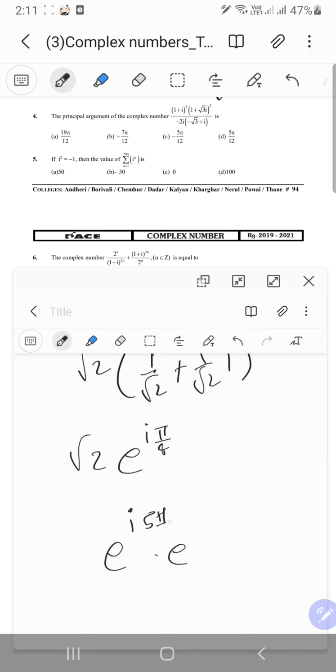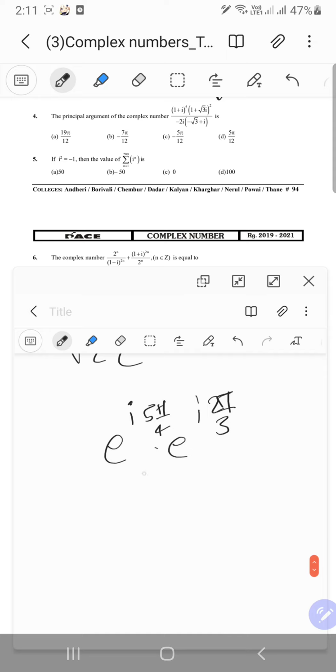It's 5 pi by 4. For this thing, it was going to be 2 pi by 3. So iota 2 pi by 3. And everything else is just a constant, a big real number over here. We don't care about that. We just care about the e to the iota thing.